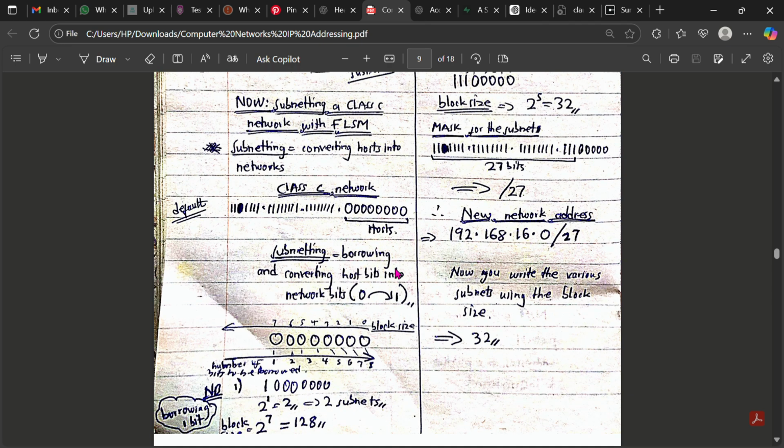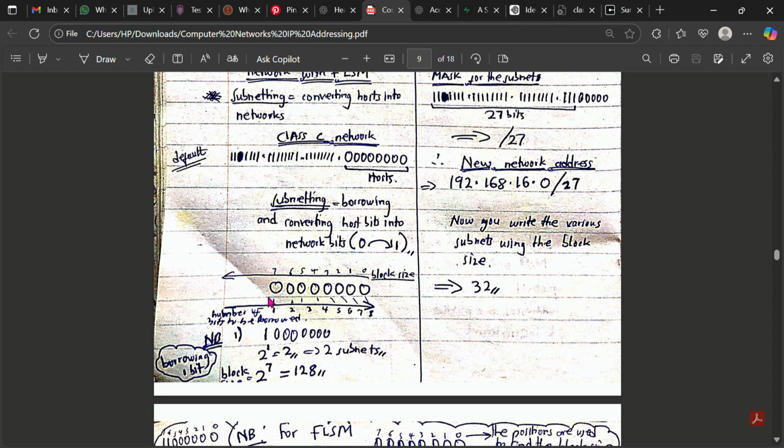Initially, this is the block size. Whenever we borrow a bit and turn it into a network bit, that's when we are doing subnetting. If we borrow 1 bit, it becomes 2 to the power 1. That's the formula to find the number of subnets.